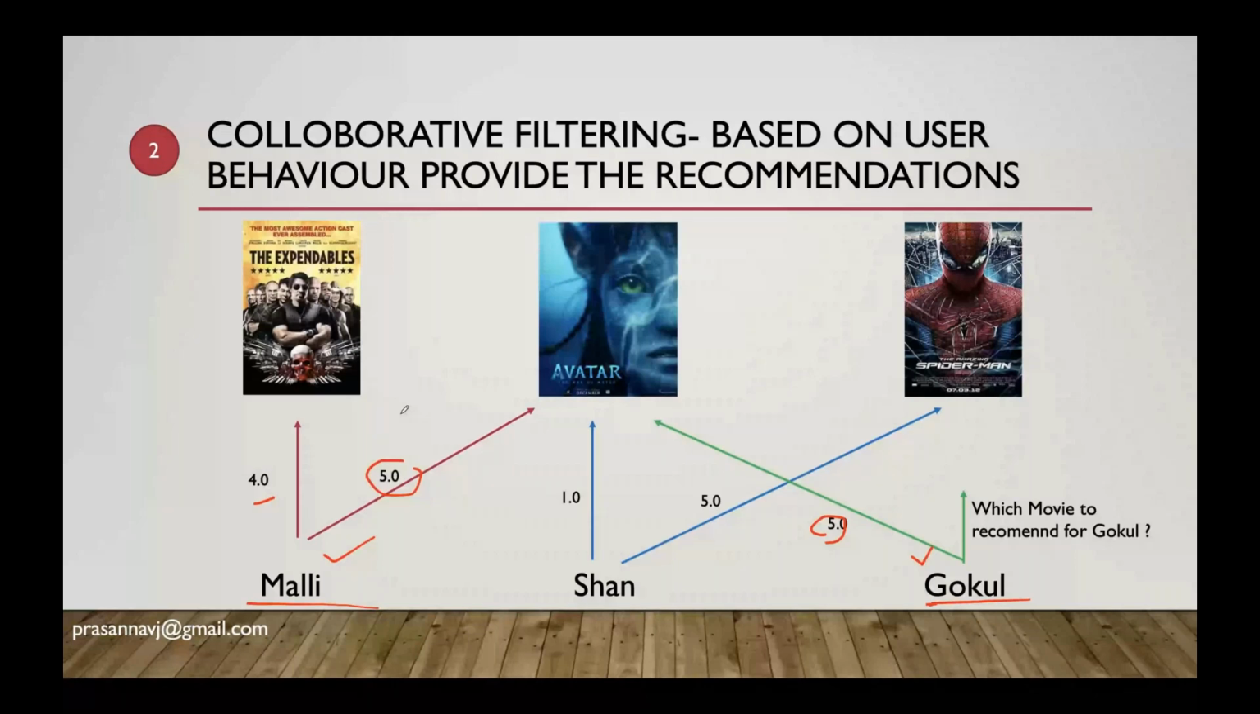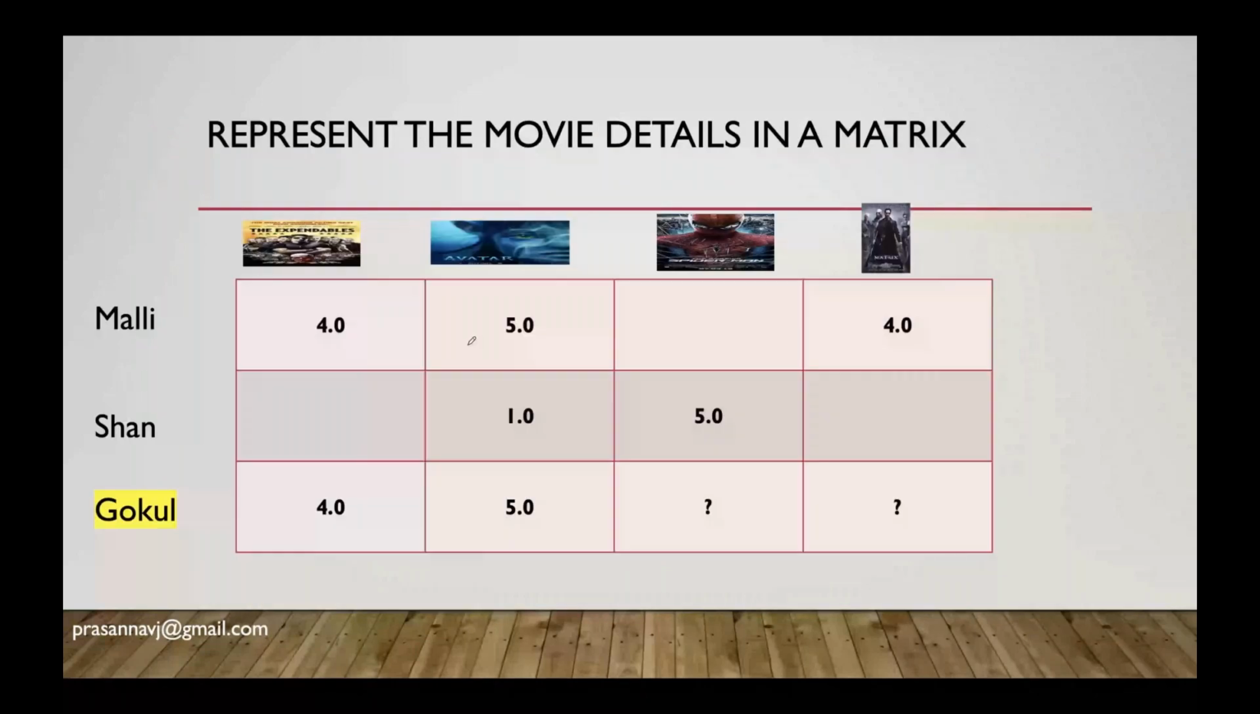So that is one approach. That is what collaborative filtering is. So how do I do it? Now here is the matrix representation of what you have seen. What we wanted to do is identify what could be Gokul's rating for these movies, based on which I can recommend which movie to show him, right?